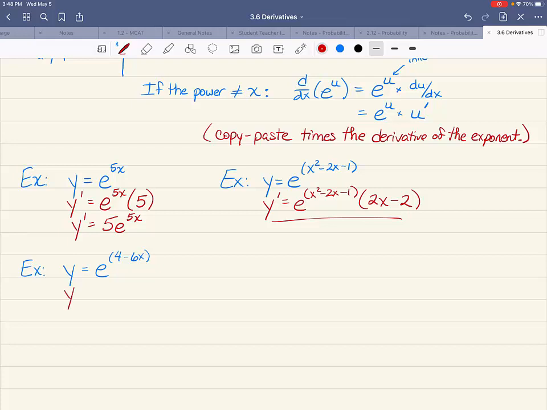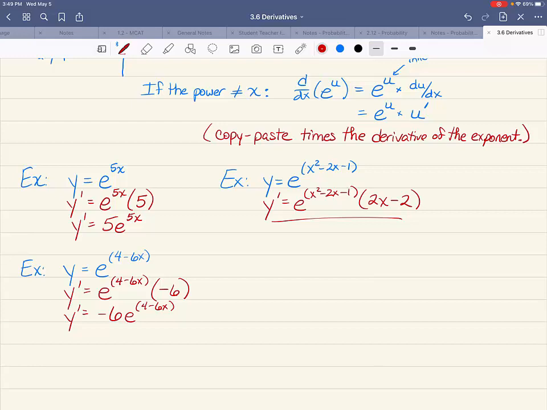Okay, how did you do? Let's see. The derivative should be copy and paste times the derivative of the exponent, careful, which is -6. So the final answer should be -6e to the power of 4 minus 6x. If you got it wrong, do you understand why? If not, pause the video, get on chat, and let's talk about it.